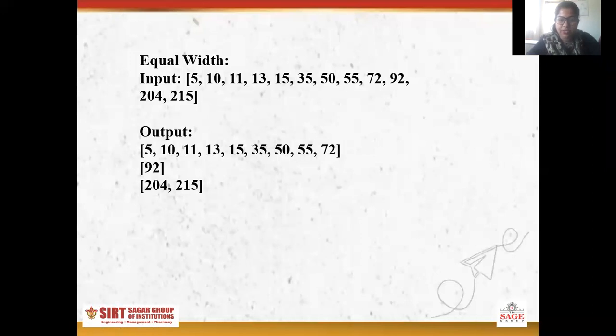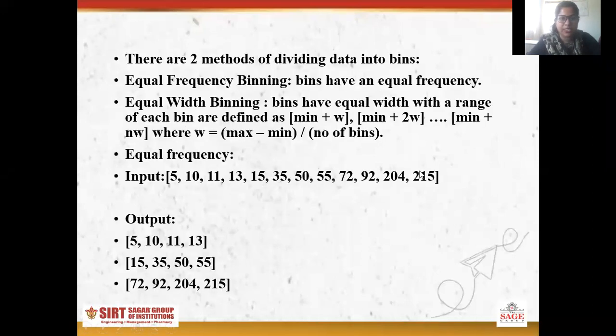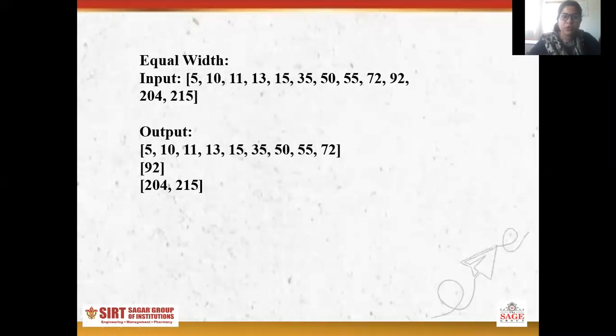In that case, we have just seen that the formula for equal width is W equal to max minus min upon number of bins. Basically, the maximum number here is 215 and the minimum is 5, and the number of bins, let's suppose, we want 3. So 215 minus 5 upon 3 is 70. Sorry, that will be 75. So all the numbers which are under 75 will be here in the first bin.